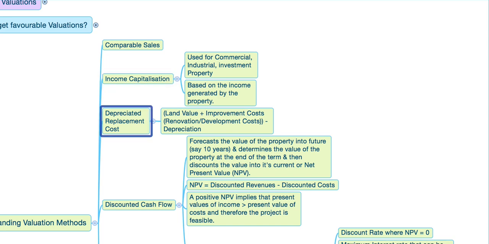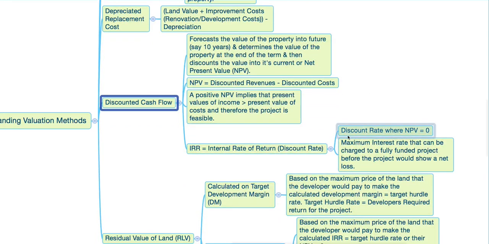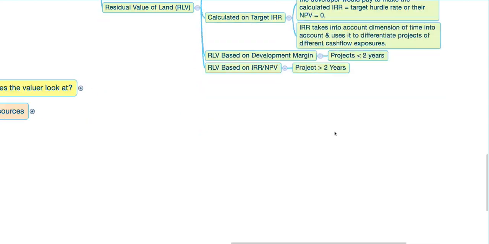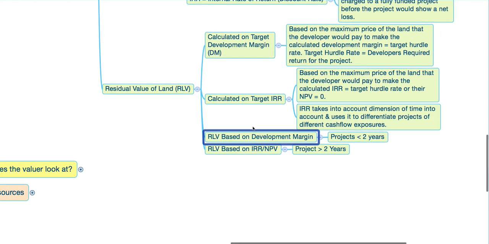So depreciated replacement cost, which is land value, plus improvement cost, which is renovation or development cost, less the depreciation. So that's another method. Discounted cash flow. Now the template that you have does not have all of these, but it does have the residual land value based on development margin, and it is suitable for projects that are under 2 years. And it can be really useful. I use it all the time.